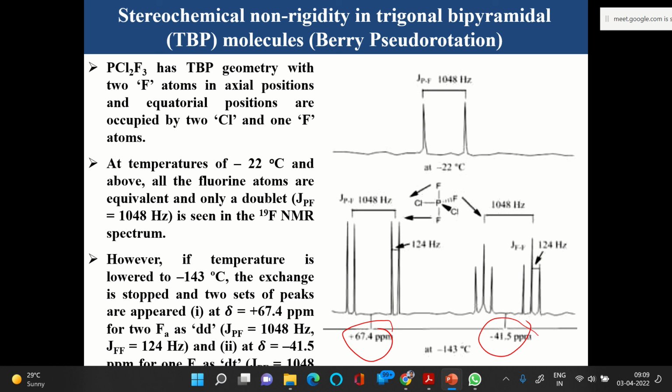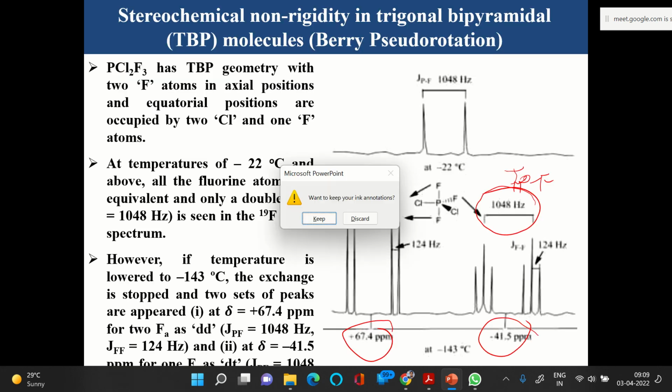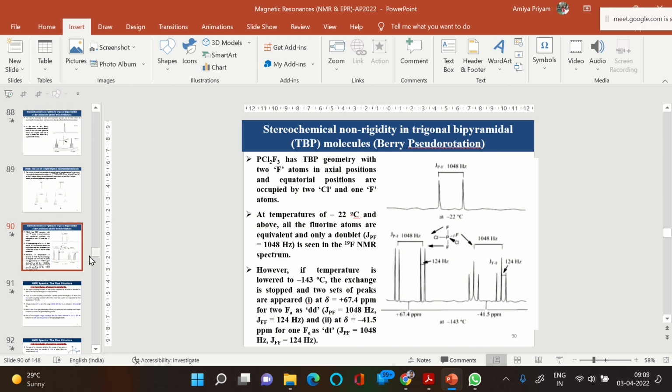So you basically call it a quartet here, a quartet and a sextet. The two triplets you see separated by a farther will be one. We have already considered the coupling with phosphorus, and that is giving us 1048. So this is PJPF, like this. Okay, so we have done this. So this was my target to do this part.